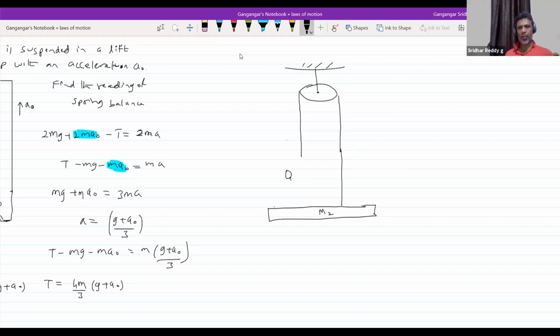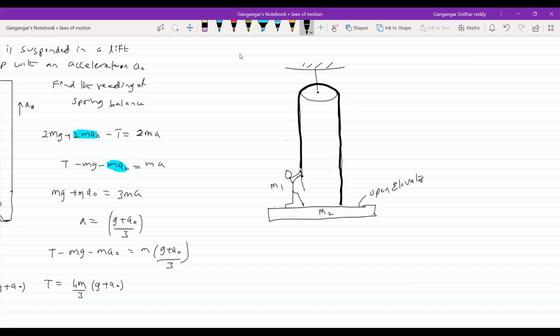I'm introducing one more concept now. This is an open elevator. We'll give it the name open elevator. There's a person of mass m1. There's a rope. Let me show it a little thick. Okay, this is a rope.